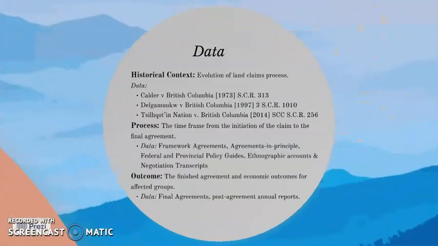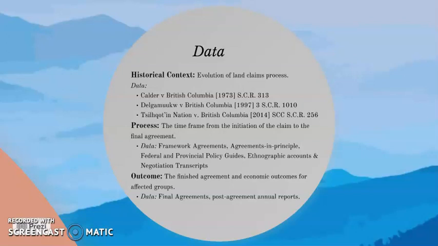So I'm going to cut this question into 3 sections. The first of which is historical context. So I believe it's really important to look at the evolution of the land claims process. And this will be done by looking at hallmark Aboriginal title cases, such as Calder v. British Columbia, Delgamuukw v. British Columbia, etc. And the first of these established Aboriginal title as legitimate, the second defined it, and the third was the first time that a group was granted Aboriginal title.